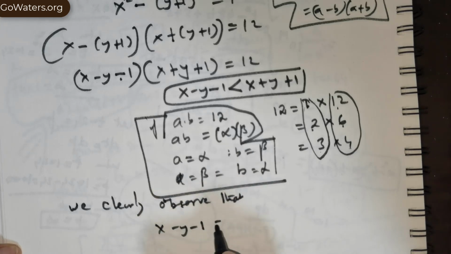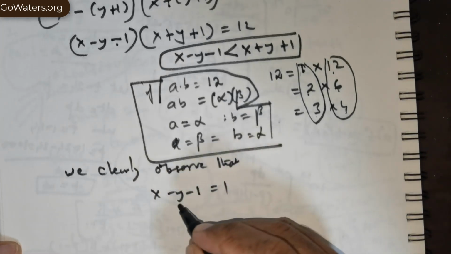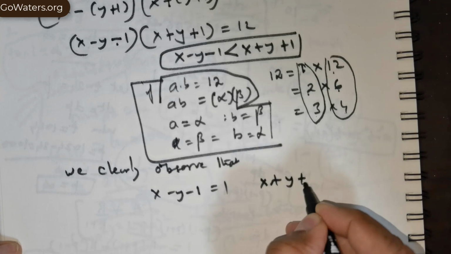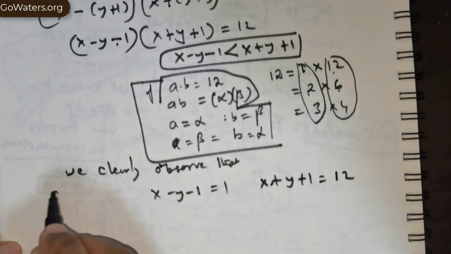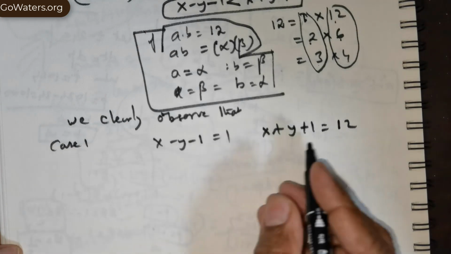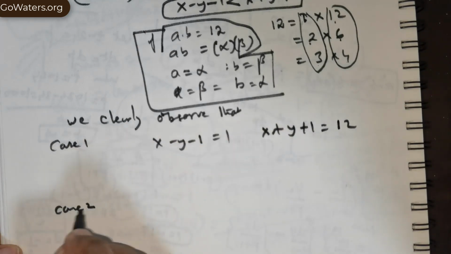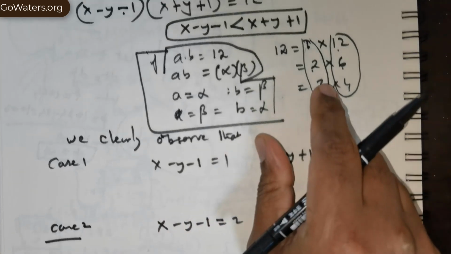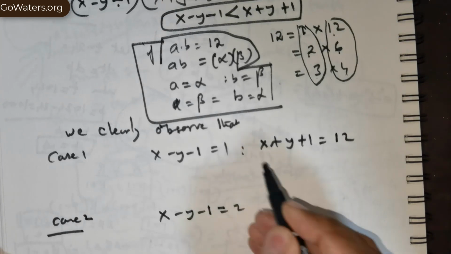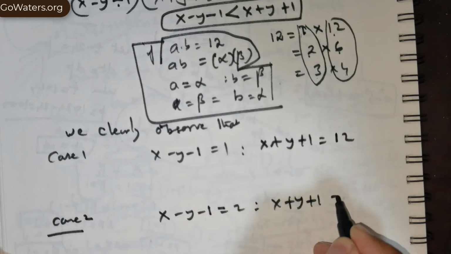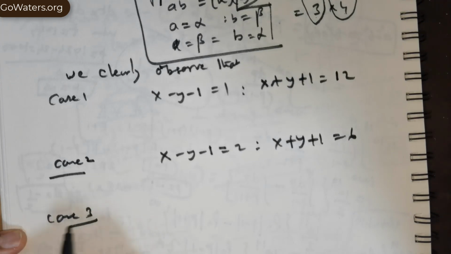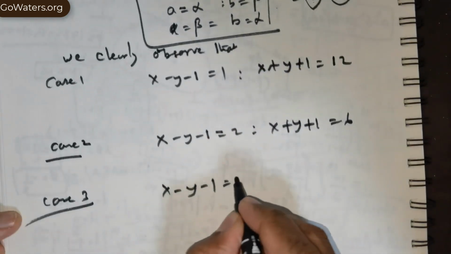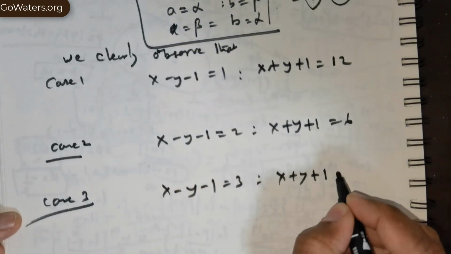So having got that, from here clearly we observe that x − y − 1 is equal to 1, and then x + y + 1 will be equal to 12. So this is case 1. Now we will come back to solving this later. First let me place in the cases. Case 2 is x − y − 1 = 2 and x + y + 1 = 6. Now case 3, these are the available cases: x − y − 1 = 3 and x + y + 1 = 4.